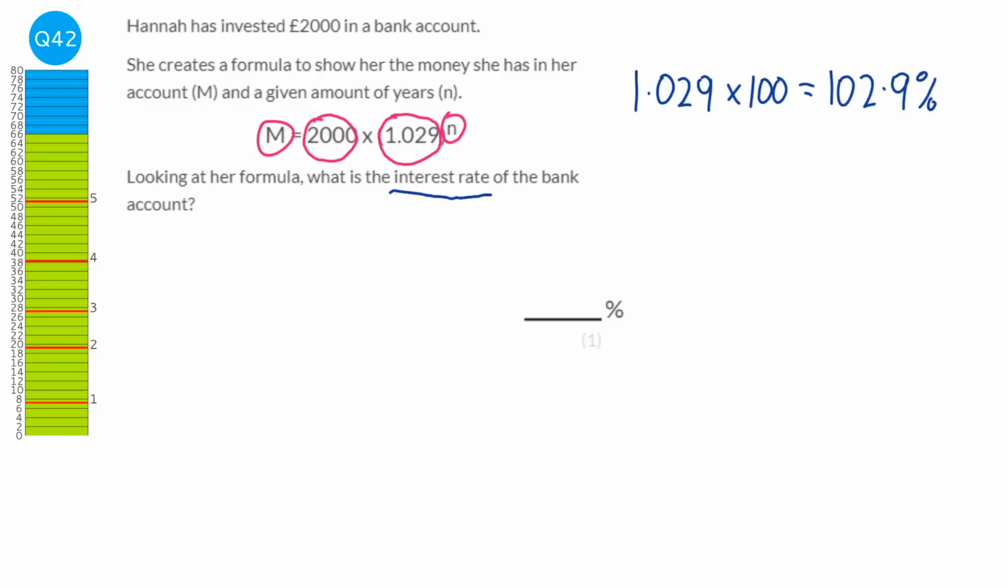Now it says, what is the interest rate of the bank? Well, this 102.9% is 100% plus the interest rate, which will equal the 102.9%. So the interest rate is going to be the 2.9%. You always start off with 100%. So if I put £5 into my bank, I've got 100% of that £5, and then the interest rate is on top of that 100%.